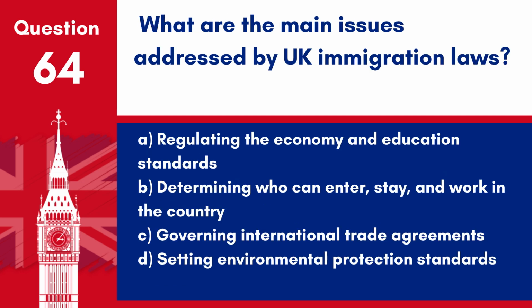Question 64. What are the main issues addressed by UK immigration laws? A. Regulating the economy and education standards. B. Determining who can enter, stay, and work in the country. C. Governing international trade agreements. D. Setting environmental protection standards.